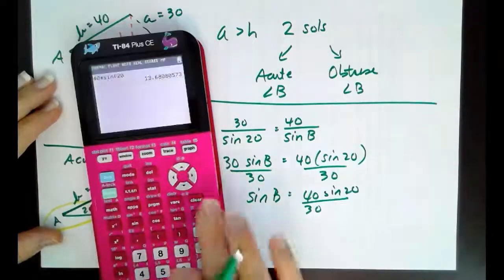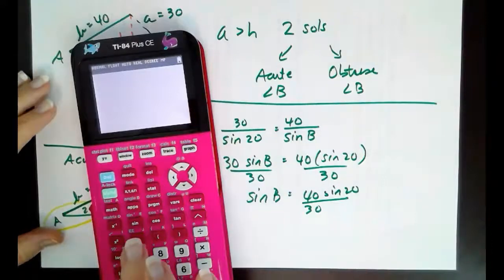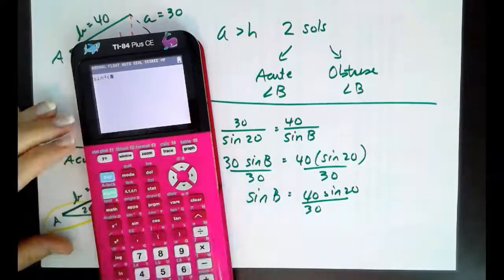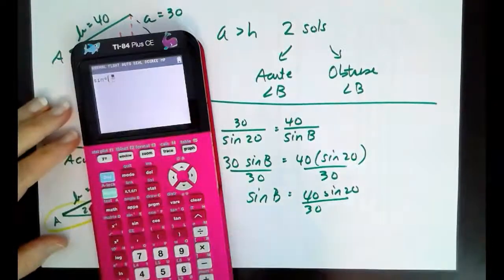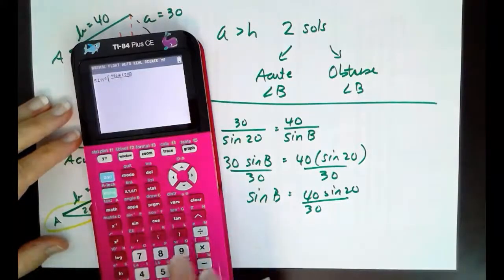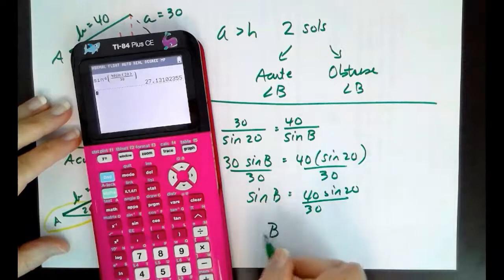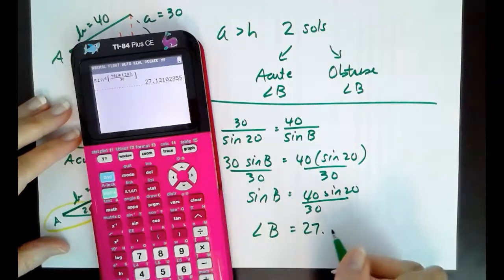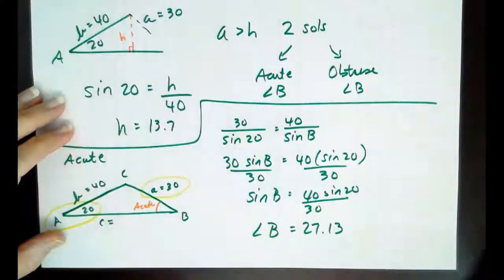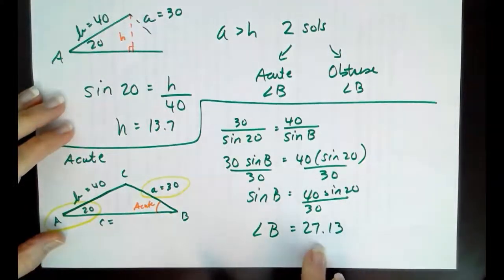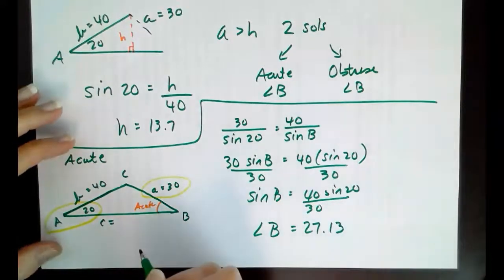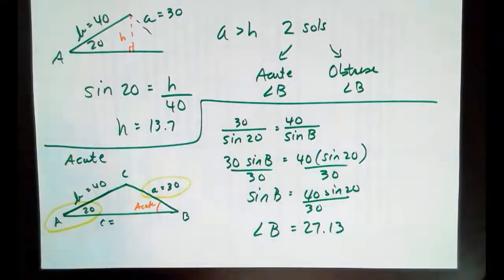So let's go to our calculator. Remember, we need to be in degree mode. And since I'm taking an inverse, I will utilize my fraction function here. So 40 times sine 20 over 30 gives me angle B is 27.13. Remember, this is our acute version. We're going to utilize this again in our obtuse version in just a moment. So there's our angle B.